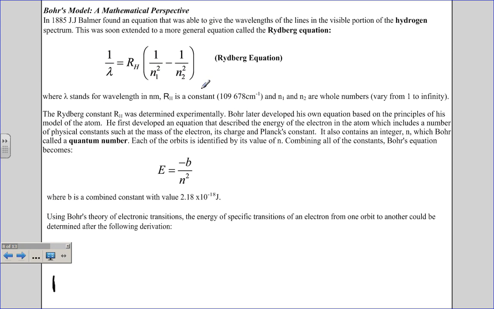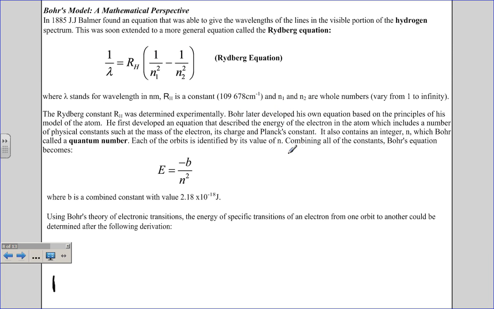Rydberg used a constant, 109,678 centimeters to the -1. And N1 and N2 are whole numbers because, as per Bohr's model, there are only specific energies that an electron can be in. Now, this formula and this constant were determined experimentally, but Bohr later developed his own equation based on his principles of the model of the atom, and he applied Planck's constant and Planck's information and Einstein's information to that.